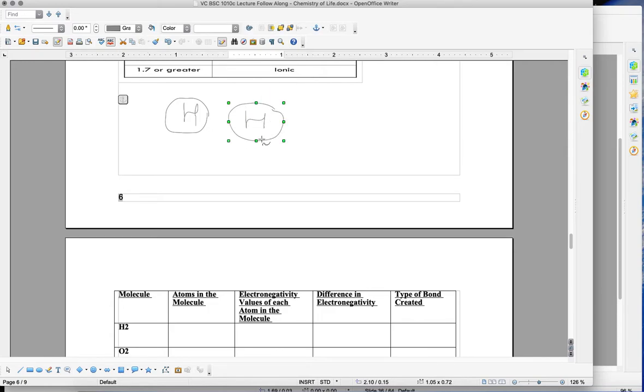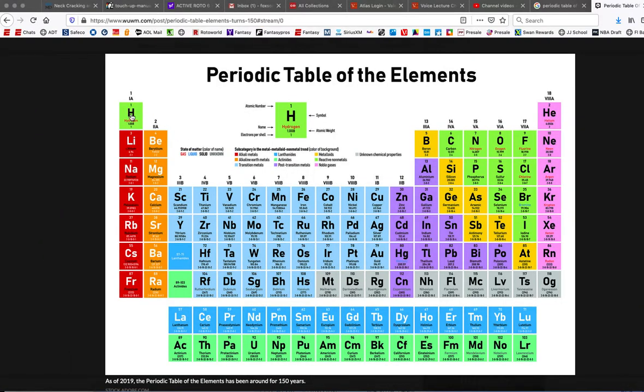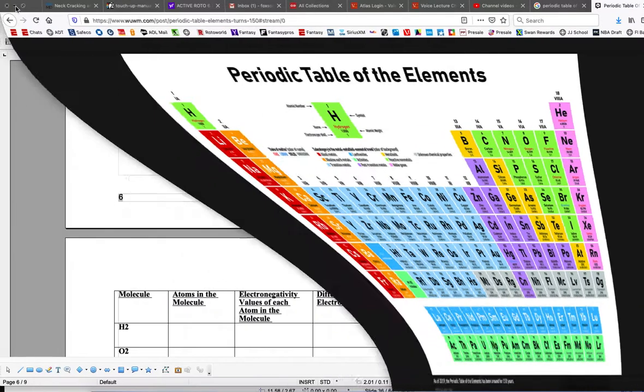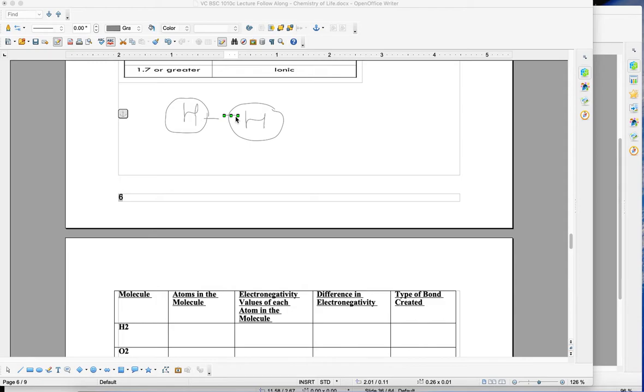Okay, so hydrogen's atomic number is 1. Hopefully remember that. And then this one is also going to be 1. We know that based on the periodic table, H1. So hydrogen only needs one more to fill its valence shell, right? Because it only has one orbital because it's only in the first shell. So what happens is hydrogen will basically share these two electrons.